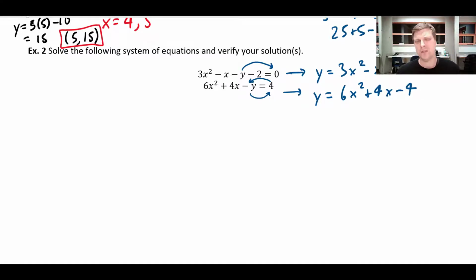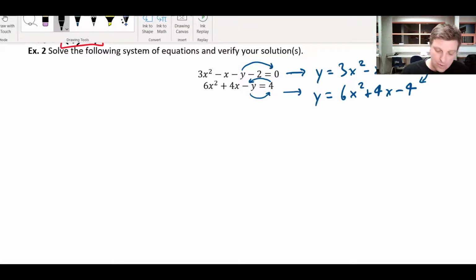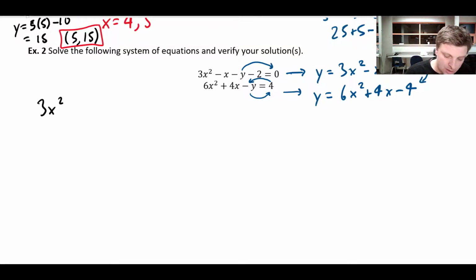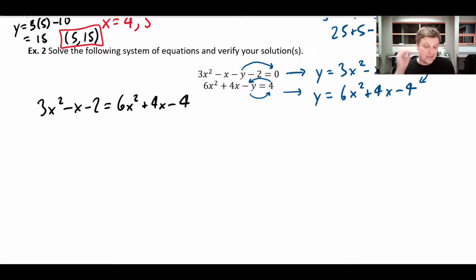And so for my substitution, I can see that if y equals 3x squared minus x minus 2, and y also equals 6x squared plus 4x minus 4, then these two things here must also be equal to each other. So I could rewrite this equation as 3x squared minus x minus 2 is equal to 6x squared plus 4x minus 4. And so again, I see that I'm in a situation where I've only got x's that I'm going to have to deal with. I've got some algebra to do, I've got to move some stuff around, but that's not too bad.